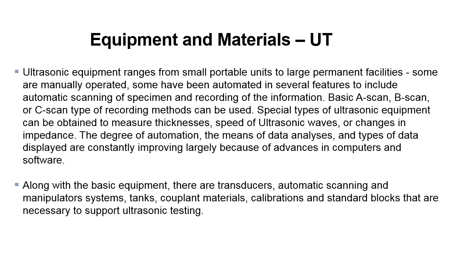Special types of ultrasonic equipment can be obtained to measure thicknesses, speed of ultrasonic waves, or change in impedance. The degree of automation and the means of data analysis and types of data displays are constantly improving, and largely this is due to advances in computers and software. Along with the basic equipment, there are transducers, automatic scanning and manipulator systems, tanks, couplant materials, calibrations, and standard blocks that are necessary to support ultrasonic testing.